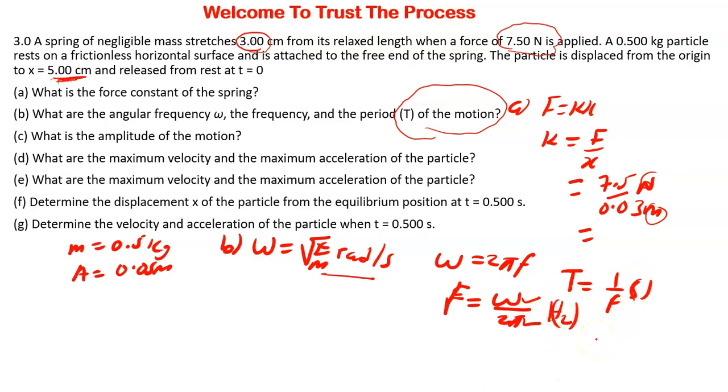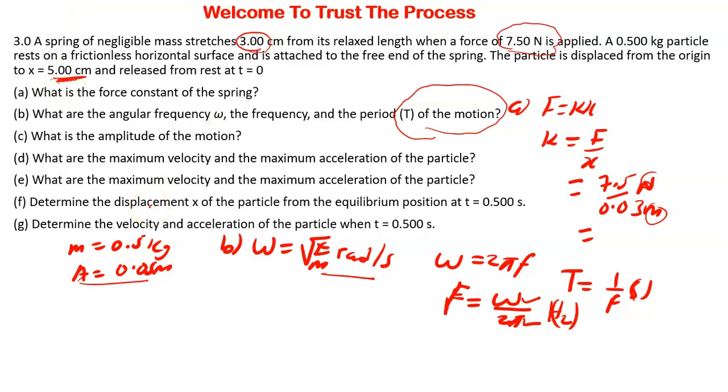Okay, now part C of the question is talking about finding the amplitude of the motion. What is the amplitude of the motion? So the amplitude here is just going to be the furthest this particle was displaced. So you never have any other displacement which would be greater than 5 centimeters. Hence, the amplitude is just 0.05 meters. This value has to be converted into meters.